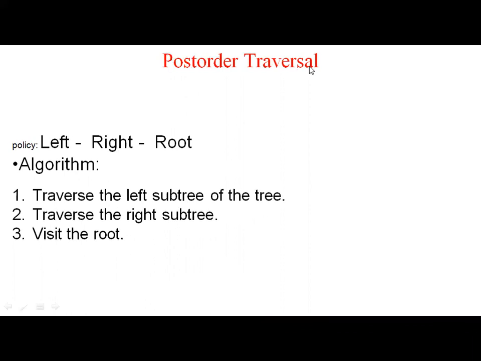Now post order traversal, what is the policy? Left to right to root. Root comes at the end. This is the policy of post order traversal. The algorithm means first traverse the left subtree, then traverse the right subtree, then finally visit the root. These are the three algorithms.